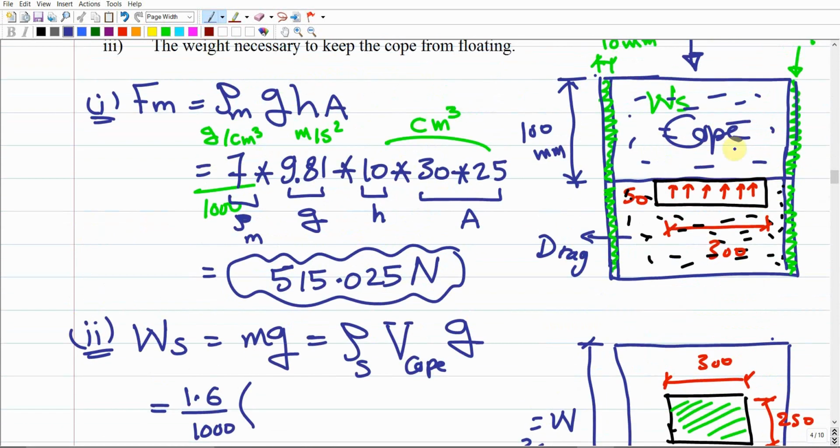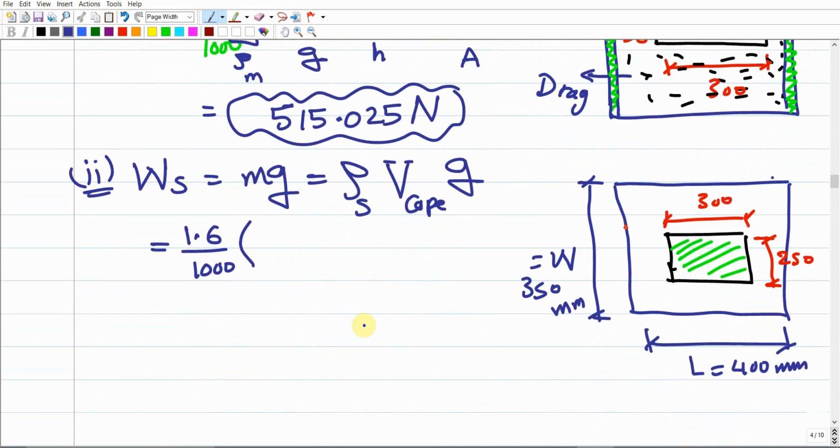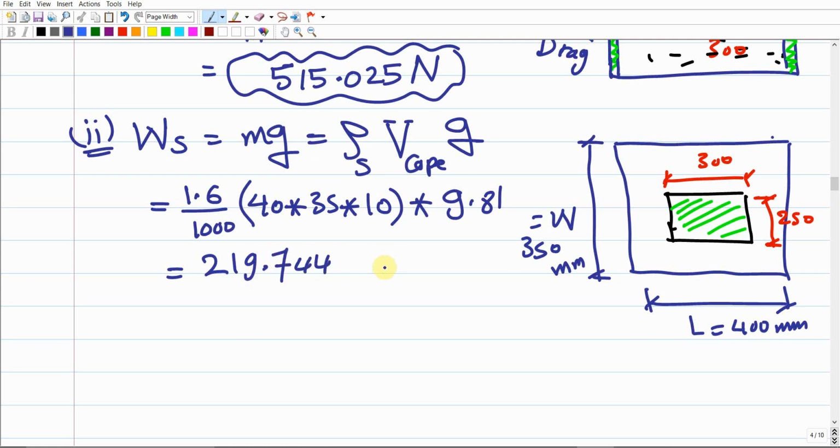What is the volume of the cube? It should be the multiplication of the length times the width times the height, because this is the shape of the cube. But convert to centimeters, so this is going to be 40 times 35 times the height, which is 10. This is the volume, times G, the gravitational acceleration, which is 9.81. If we did the calculations, we're going to end up with the weight of the sand. So this is going to be 40 times 35 times 10 times 1.6 times 9.81 divided by 1,000. This is going to give us at the end 219.744, which should be Newton, because it is a weight. Make sense? So this is the weight of the sand.